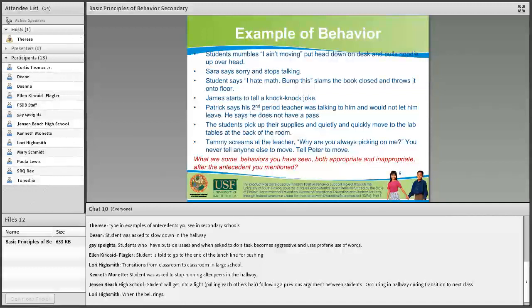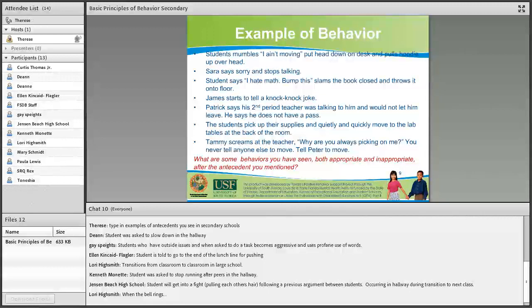Another example of a behavior, student says, "I hate math, bump this," and slams the book closed and throws it onto the floor. Another example, James starts to tell a knock-knock joke. Patrick says his second period teacher was talking to him and would not let him leave. He says he does not have a pass. Other behaviors, students pick up their supplies and quietly and quickly move to the lab tables at the back of the room. That's an appropriate behavior.